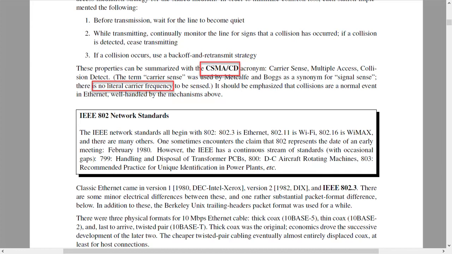It's not critical. I'm certainly not going to quiz you guys on that, but you should understand what carrier sense multiple access collision detect means. Okay.